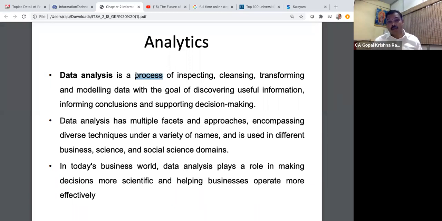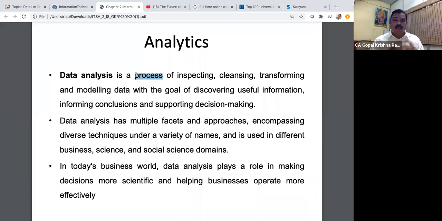Data analytics is the process of inspecting, cleansing, and transforming data with the goal of discovering useful information. This is first. You need to be very clear: what do you want? Informing conclusions and supporting decision making. So data analysis has multiple facets and approaches, encompassing diverse techniques under a variety of names. Today, how do you do it? Using a database, database tools, spreadsheet tools, a lot of software, using SQL commands. You do all this data analysis.